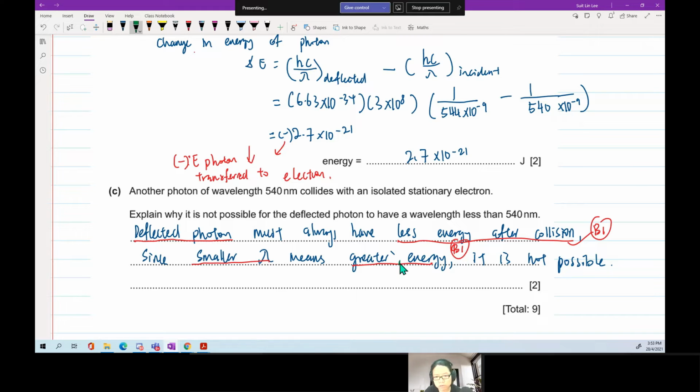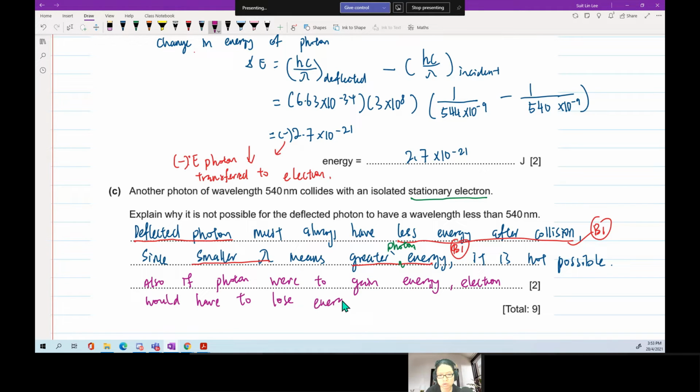Okay, now I think out of the box a bit. I wonder what happens when the electron is not stationary. Okay, so I say that also if the photon were to gain energy, it has to be from the electron, right? So the electron would have to lose some energy. But the electron is already stationary. Electron is like, I got no energy, bro. Electron will have to lose energy, which is not possible because it is stationary.